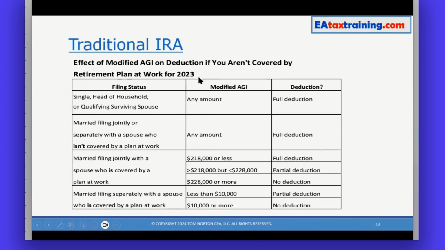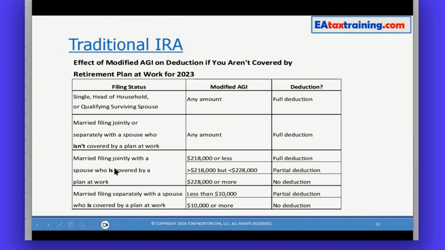What if you are not covered by a retirement plan at work? Well, then, regardless of your filing status, if neither spouse is covered by a plan at work, and what we mean here is not just that you didn't choose to participate, but you did not even have the opportunity to participate. If you had the opportunity to participate, then you used the first chart that we looked at, even if you chose not to participate. But if you didn't even have the opportunity to participate in a retirement plan at work, then we look at this chart and you can take the full deduction.